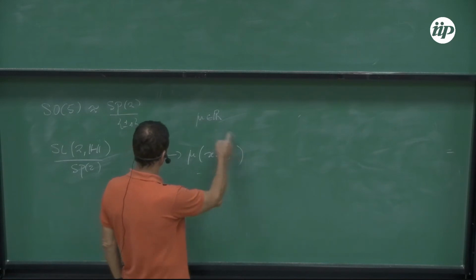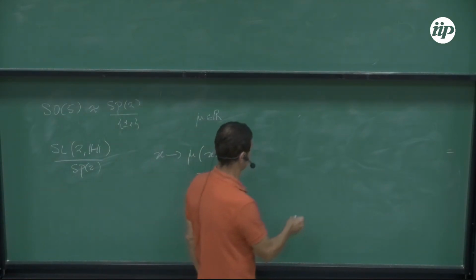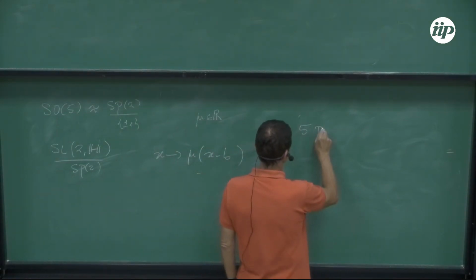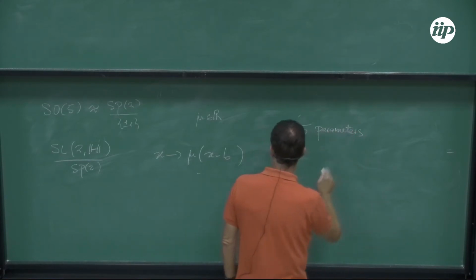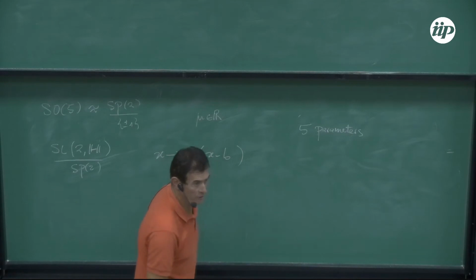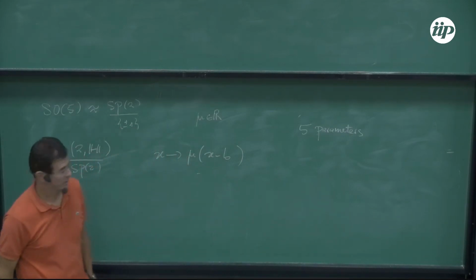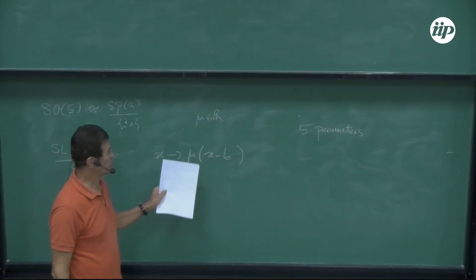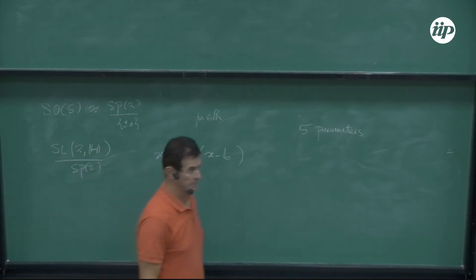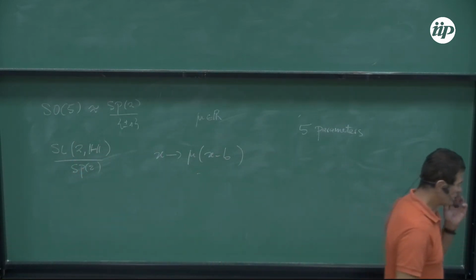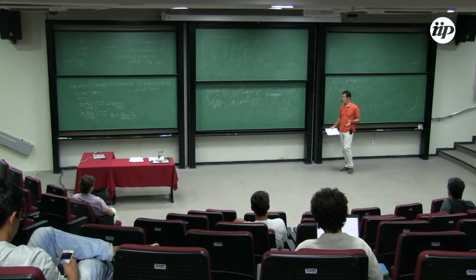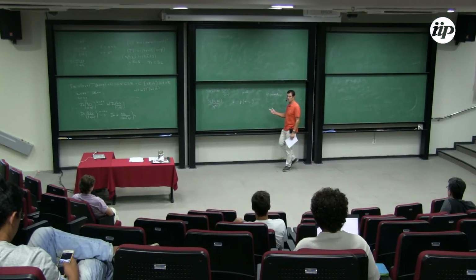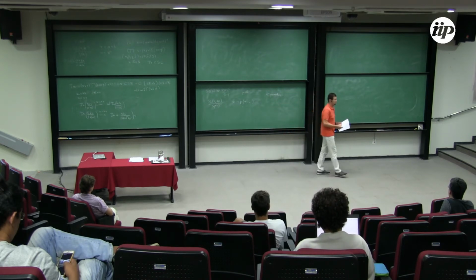What are the parameters of these transformations? There are 5. Four are given by the components of this quaternion, which is the center, and one is given by this object, which is real. This is the moduli space for winding number 1 of the 't Hooft instanton. That is, the 't Hooft instanton has 5 parameters.